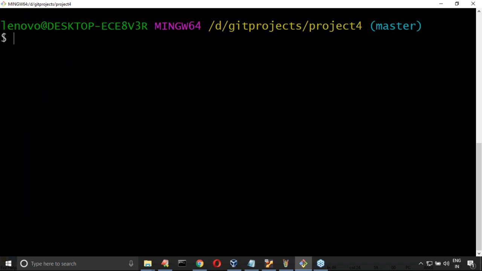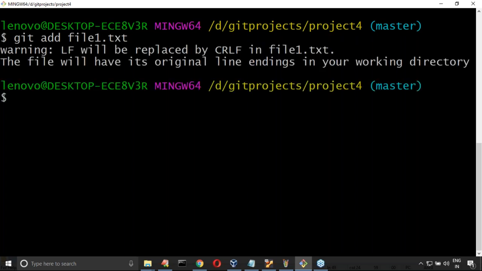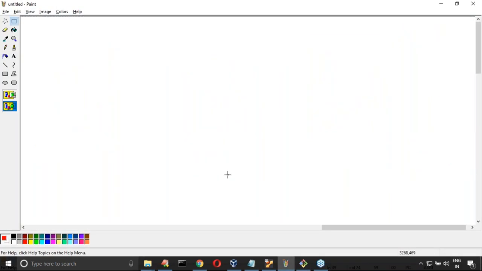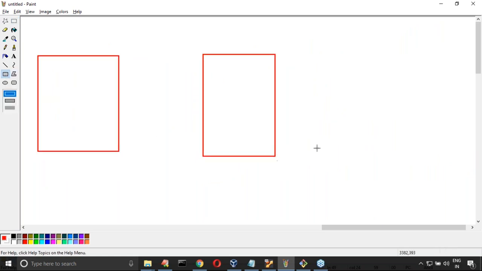Now observe, let me add this file to the staging area. Git add file1.txt. Now observe very carefully about this one. Forget about this diagram, let me create this diagram again. I don't want to touch the remote directory as of now. Let me take only these things. Now observe my scenario.